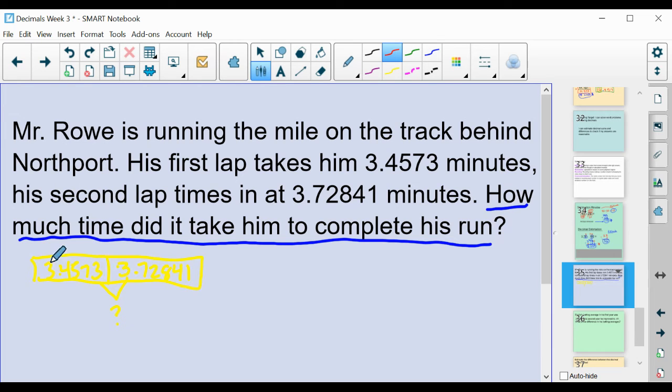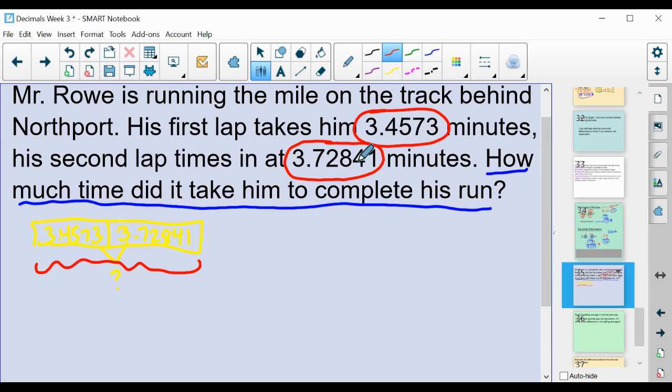So what operation would you do to find the length of this whole bar? You would do addition. Second thing we need, we're going to go through and circle the information that we need to solve that problem. So all I need to solve this is these 2 values. And then we are going to add them together.